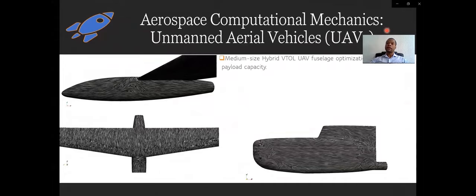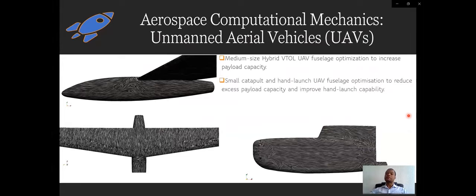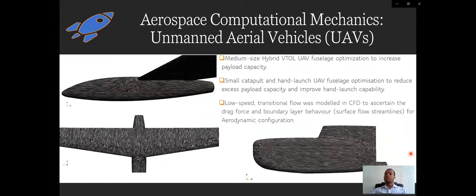We've also been involved in fuselage optimization problems, where we had to optimize the fuselage for a medium-sized hybrid VTOL UAV to increase its payload capacity, and also to reduce excess payload capacity and improve hand launch capability for a small catapult and hand launch UAV platform. In both cases, low speed transitional flow was modeled in CFD to ascertain the drag force and boundary layer behavior for the aerodynamic configuration.